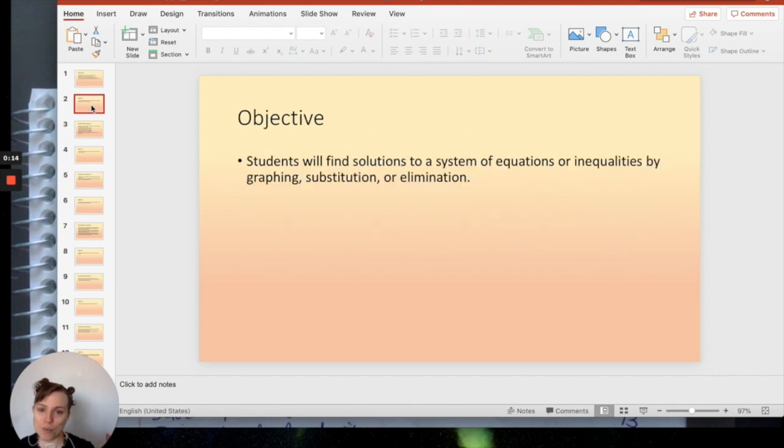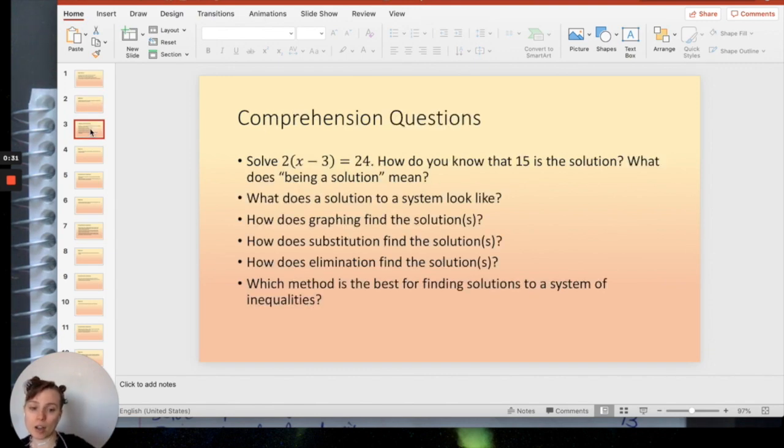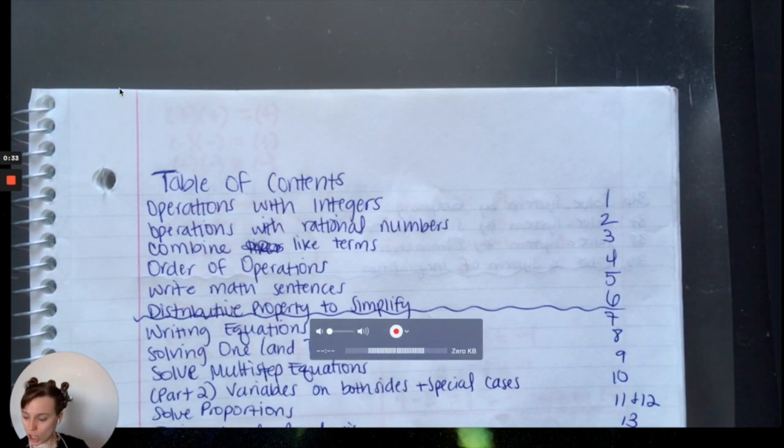And objective, we're going to find solutions. So remember, solutions make the whole system true. That's both equations that we're going to be working with. Today is our last day with equations. The next video will be on inequalities. So remember that you have 3 different methods to solve them: graphing, substitution, and elimination. Setting up our comprehension questions, and moving into the table of contents.